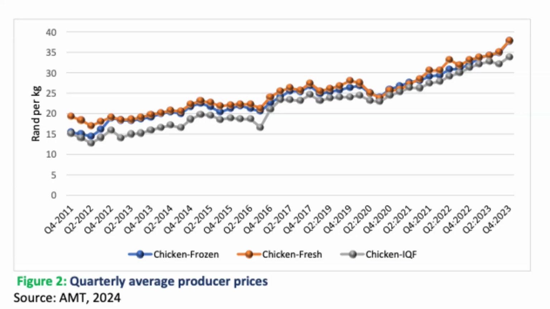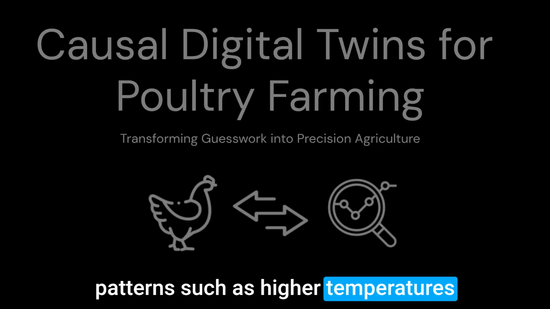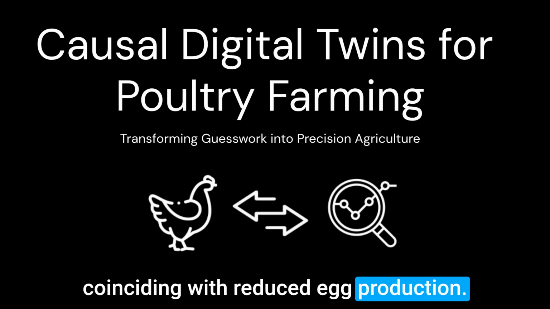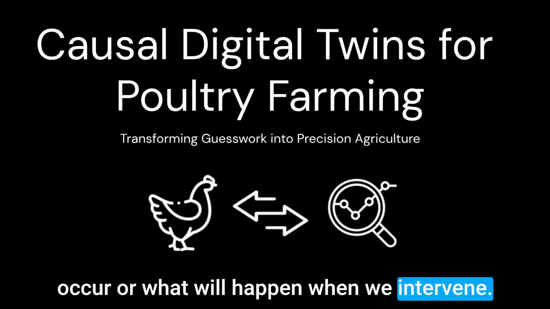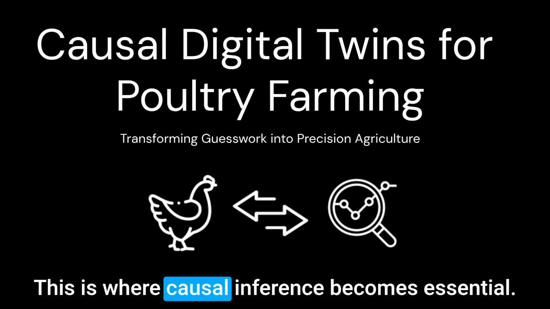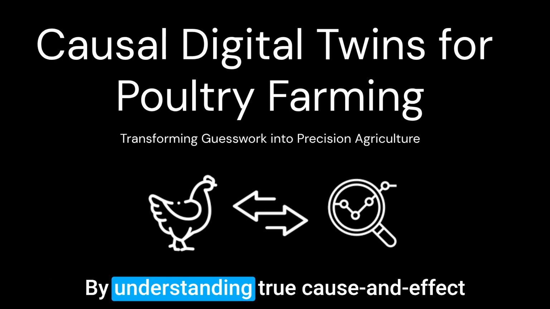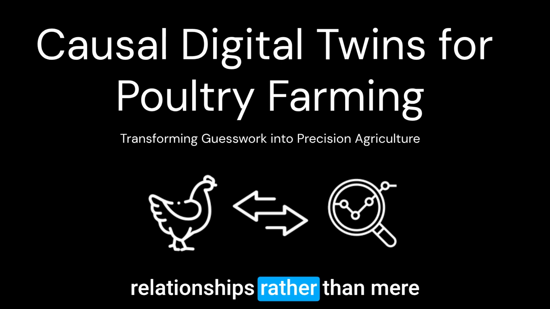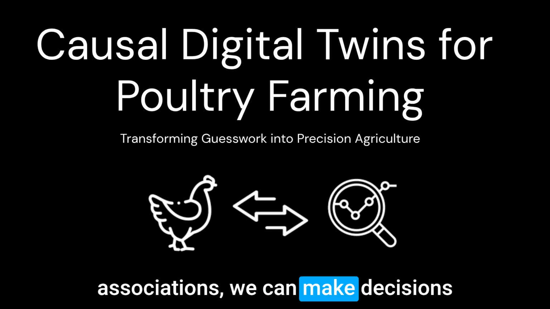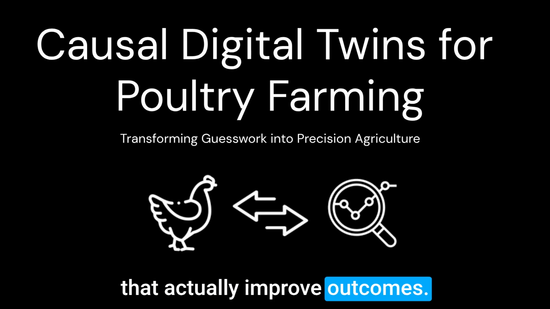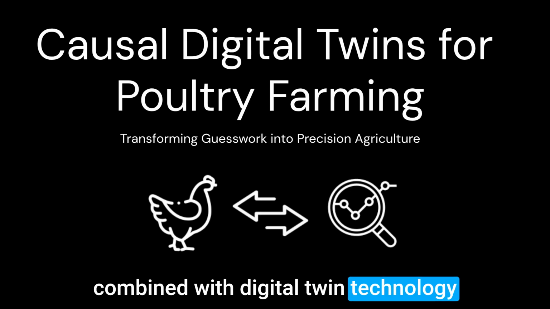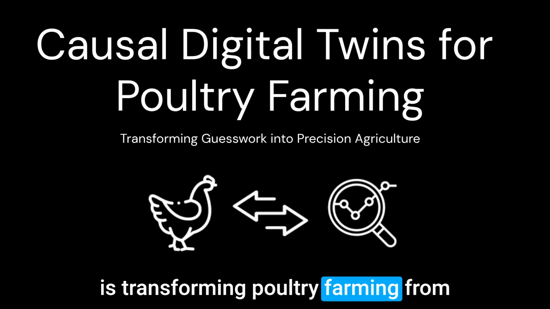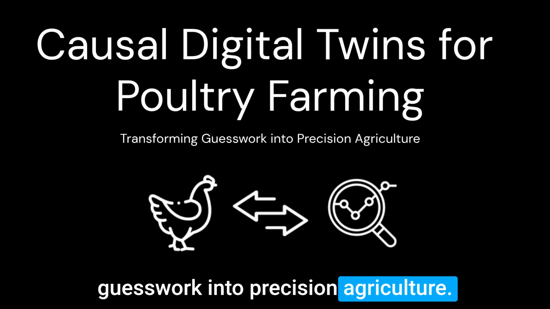For decades, farmers have relied on correlation-based methods, noticing patterns such as higher temperatures coinciding with reduced egg production. But correlation doesn't tell us why these patterns occur or what will happen when we intervene. This is where causal inference becomes essential. By understanding true cause and effect relationships rather than mere associations, we can make decisions that actually improve outcomes. Today, we'll explore how causal inference combined with digital twin technology is transforming poultry farming from guesswork into precision agriculture.